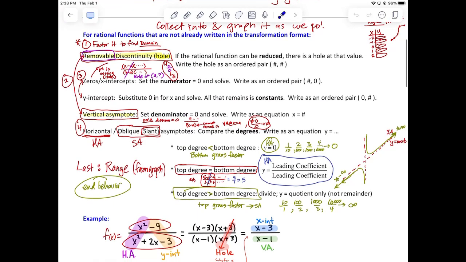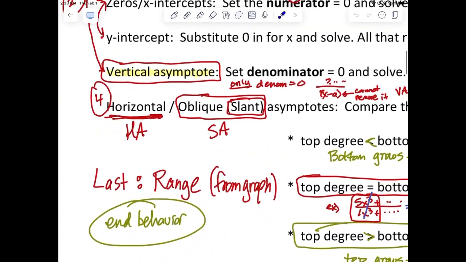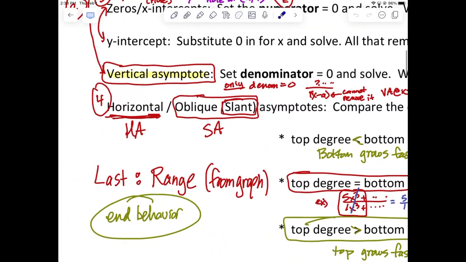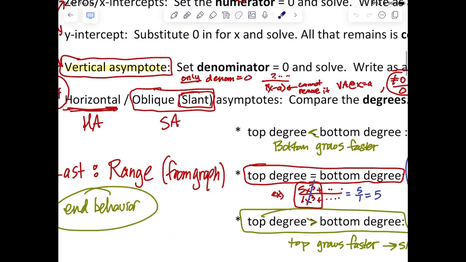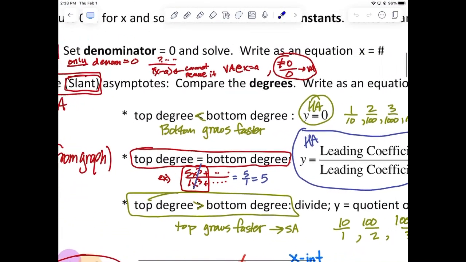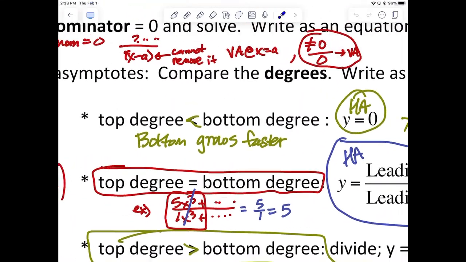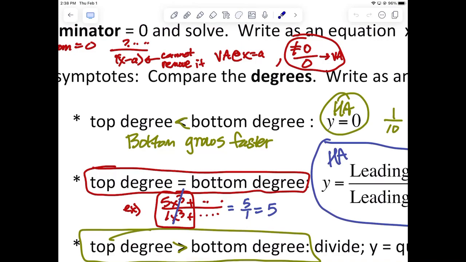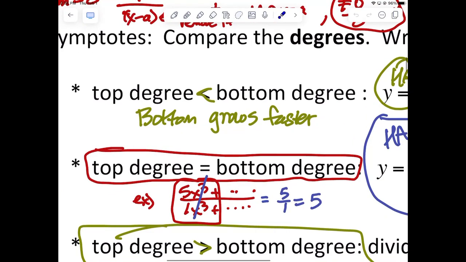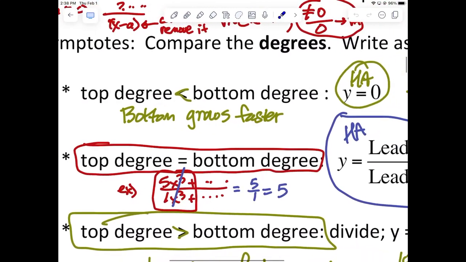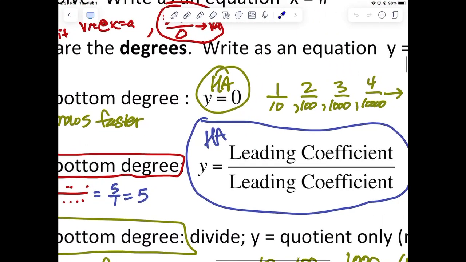I do want to point out these horizontal or slant asymptotes. I mentioned yesterday that these are your end behavior asymptotes for very large values of x, like when you look off to the left-hand side or the right-hand side of the graph. Remember, there are three scenarios. If the bottom grows faster, it's always going to have a horizontal asymptote at y equals 0, always. So that would be like x squared over x cubed, x to the first over x squared. As long as the bottom is a larger degree, the HA is always at y equals 0. If the degrees are the same, x cubed over x cubed, x to the first over x to the first, there's a horizontal asymptote at y equals leading coefficient over leading coefficient.